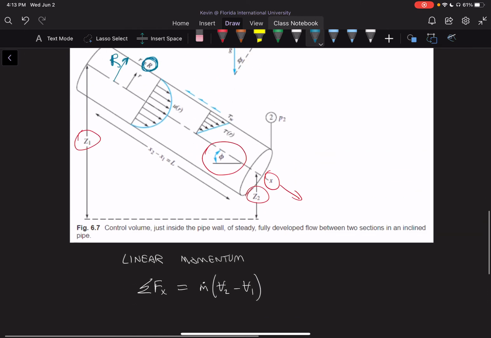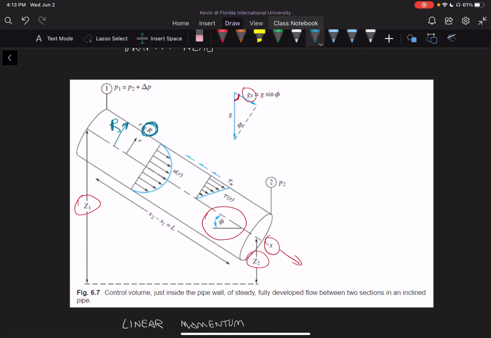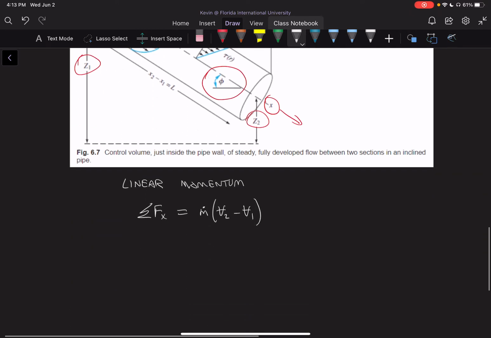So the first thing we can do is find the force in the x direction due to pressure. Now, we know that due to pressure, P1 is equal to P2 plus delta P. So we can use our gauge pressure expression for this system. So our gauge pressure expression for the sum of forces in x is delta P times the area, pi r squared. Okay, so the delta P is essentially our gauge pressure, our difference between 1 and 2, and we're going to use that as our term for the force due to pressure.